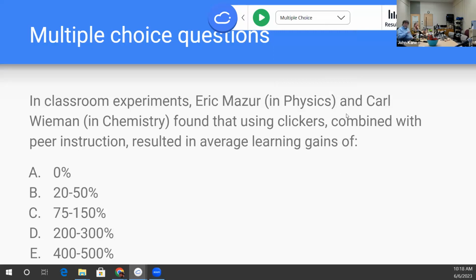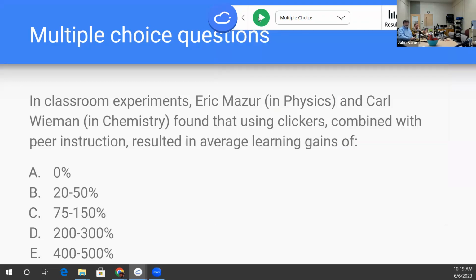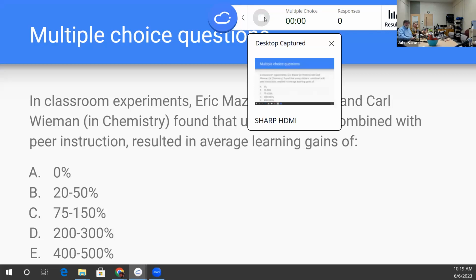And then there were 2 classroom studies done. One was by, well, there have been many, but 2 of the ones that are cited the most were done by Eric Mazur and some of his colleagues in physics and Carl Wyman in chemistry. And they found that using clickers with peer instruction resulted in average learning gains compared to classes where they were not used that were, oops, one more time. I'm going to click this and I'll let you vote.